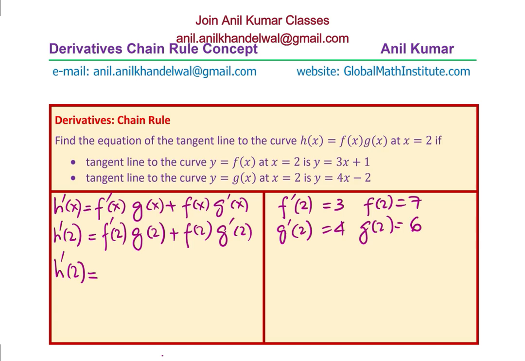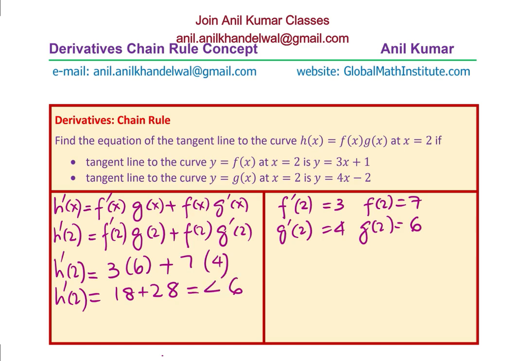So now we get f prime 2 as 3 and g of 2 as 6. So we'll multiply 3 with 6 plus f of 2 is 7, and we're going to multiply with its derivative 4. And that gives you 18 plus 28, right? So we get the value of derivative at this particular point. 8 and 8 being 16, and then we get 46. Now we have the slope, correct?